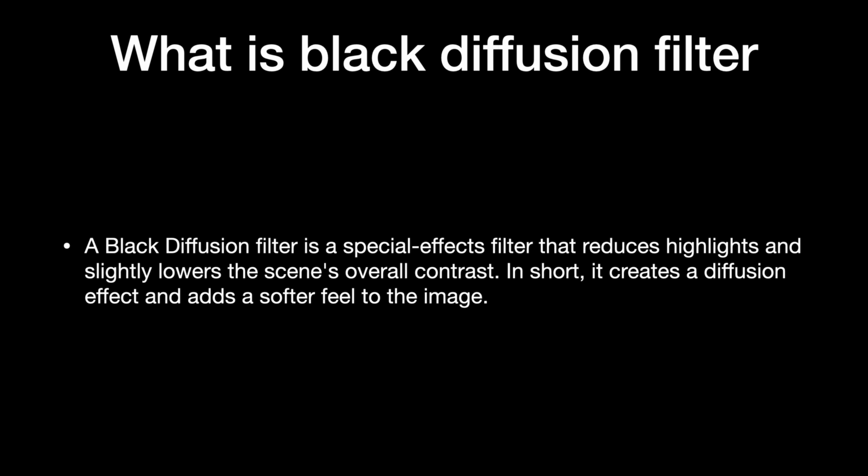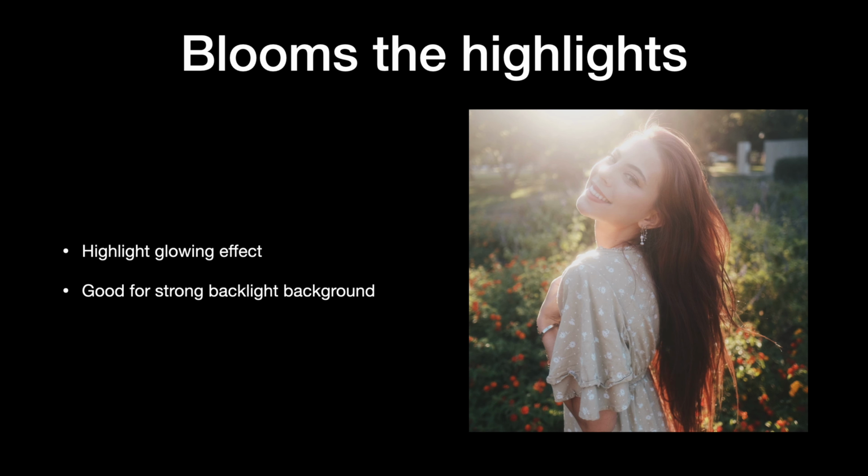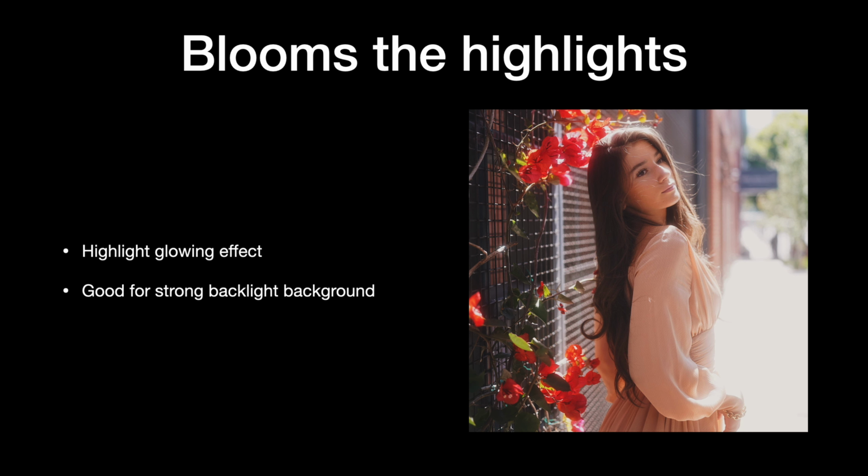Then I will go through a couple of tips on the black diffusion filter. A black diffusion filter is just a spectral effect filter that reduces highlights and slightly lowers the scene's overall contrast. In fact, it just creates a nice softer, vintage look. If you bloom the highlights, as you can see in this picture, the highlights on the backlights in the background add a glowing effect, and it's very good for backlit portraits.